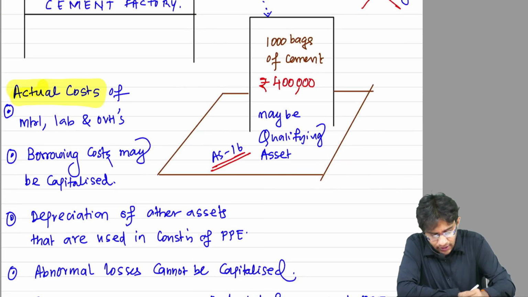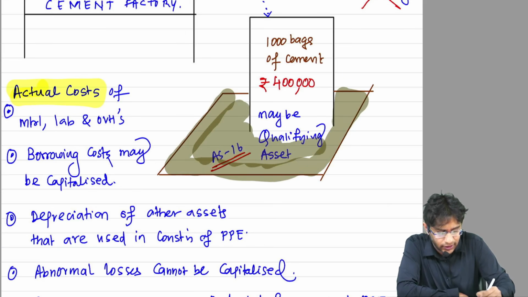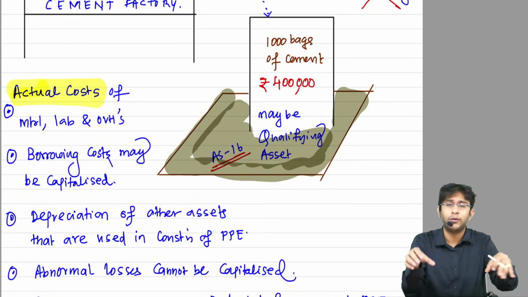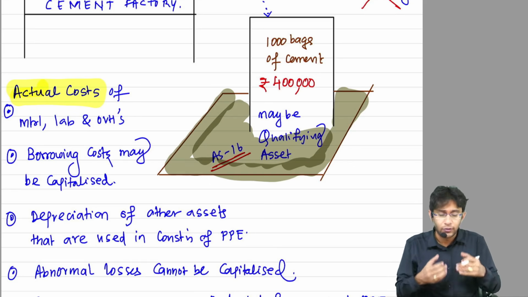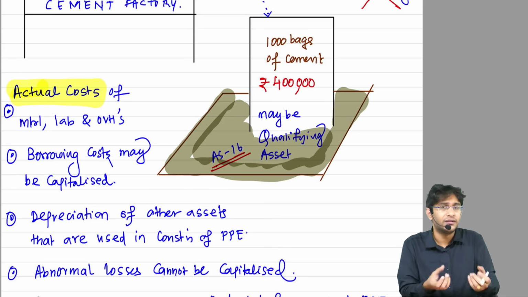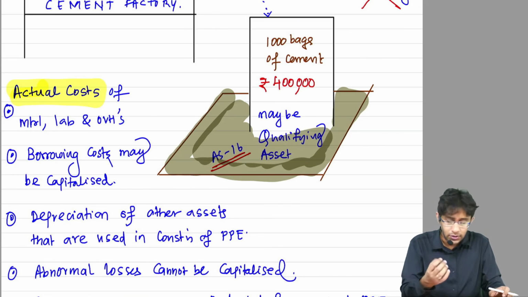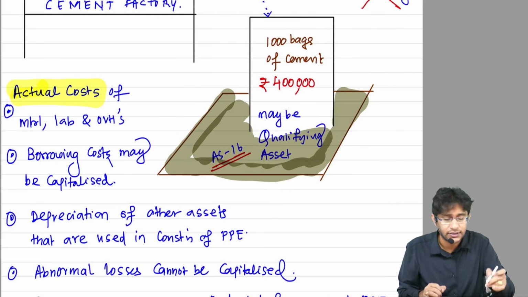Watch this example, sir. You are constructing a building. Throughout that building, there is some area, there is some land here. As you are constructing, somebody comes and says, sir, since your building is going to take some time, in this land we will park our vehicles. We will pay you some monthly rent. So like that, I allowed somebody to use my land to park their vehicles and I collected some rental income. Can I reduce it from the cost of the asset? Standard says no, don't do that.